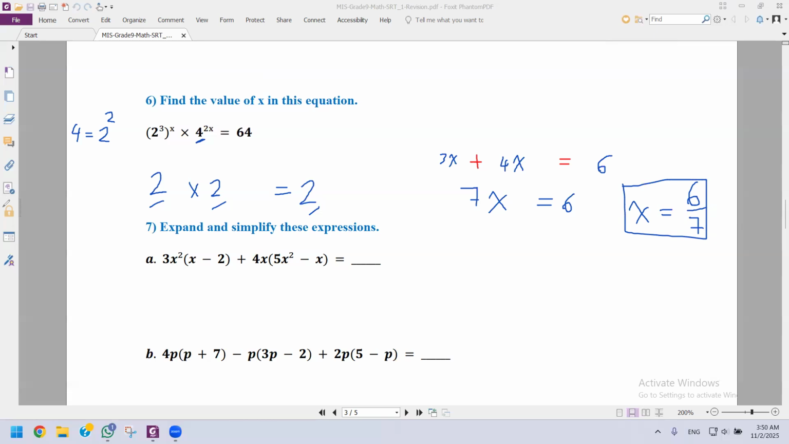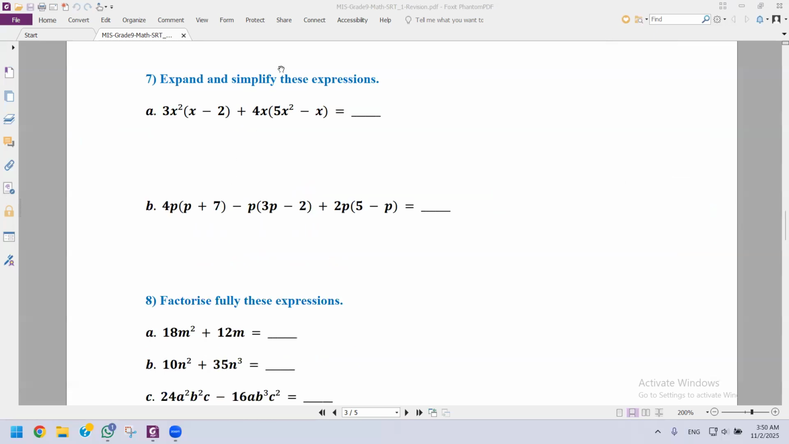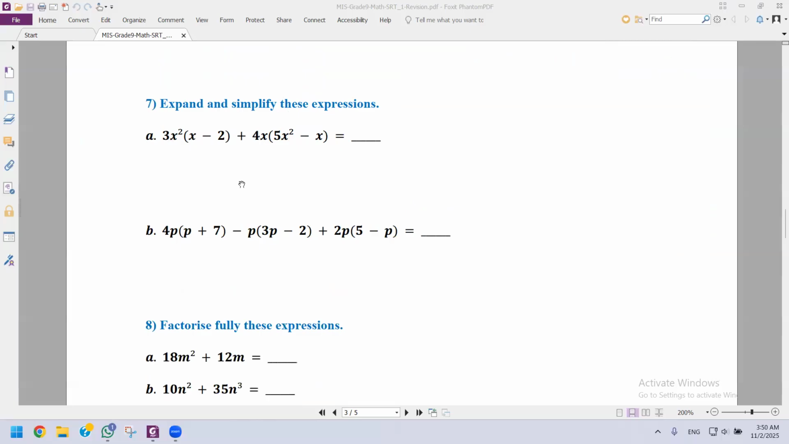Okay, next question, 7. Expand and simplify this expression. In expanding, when I have a bracket and there is something outside the bracket, what do I do? I multiply it by everything inside. And here as well, 4x times 5x squared, 4x times minus x. But please be careful with the signs.